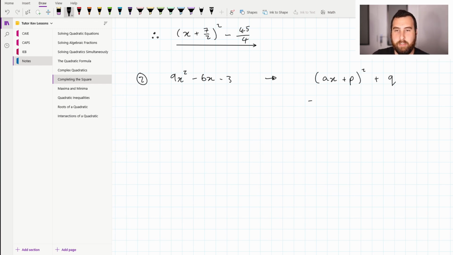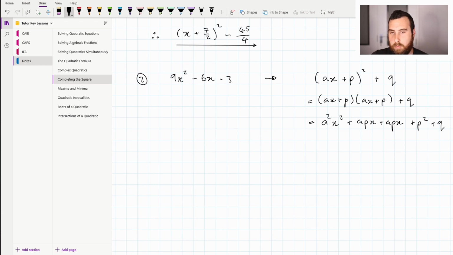So we're going to get (ax plus p) squared plus q. Then we expand using FOIL. a squared x squared plus apx plus apx plus p squared plus q, and then we simplify. So we've got a squared x squared plus 2apx plus p squared plus q.